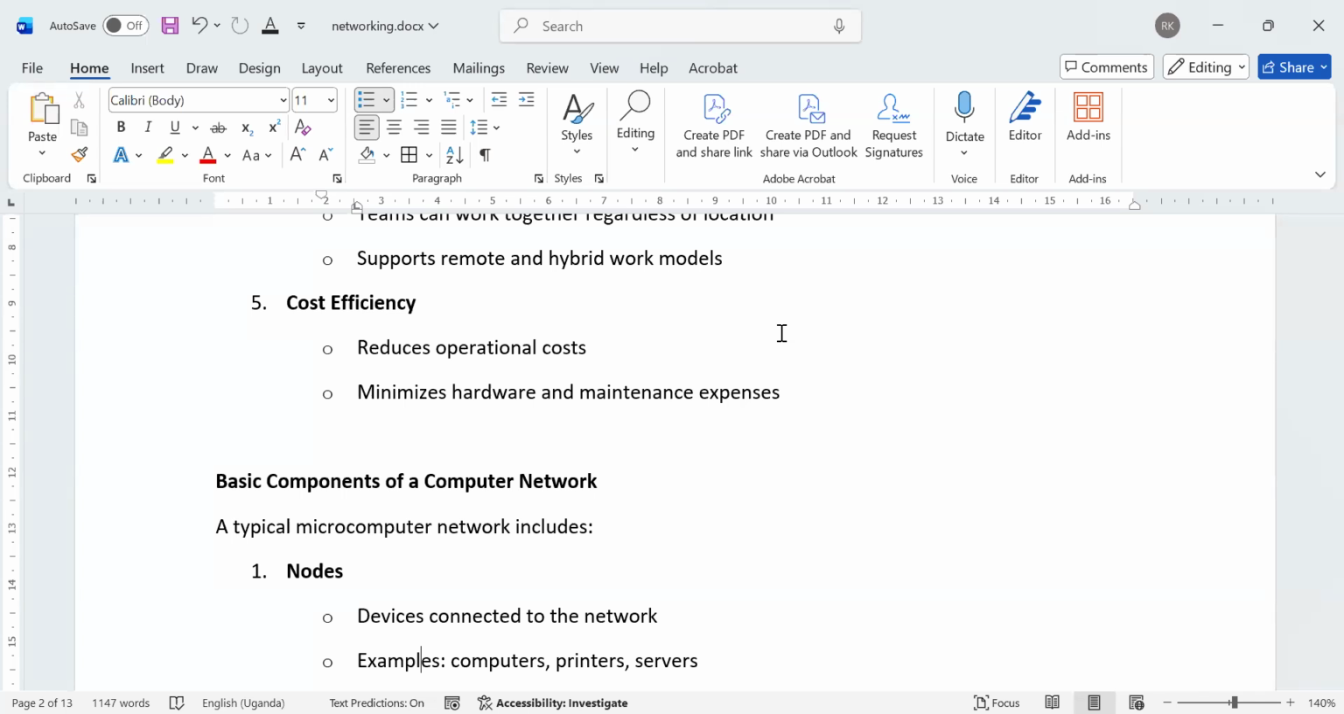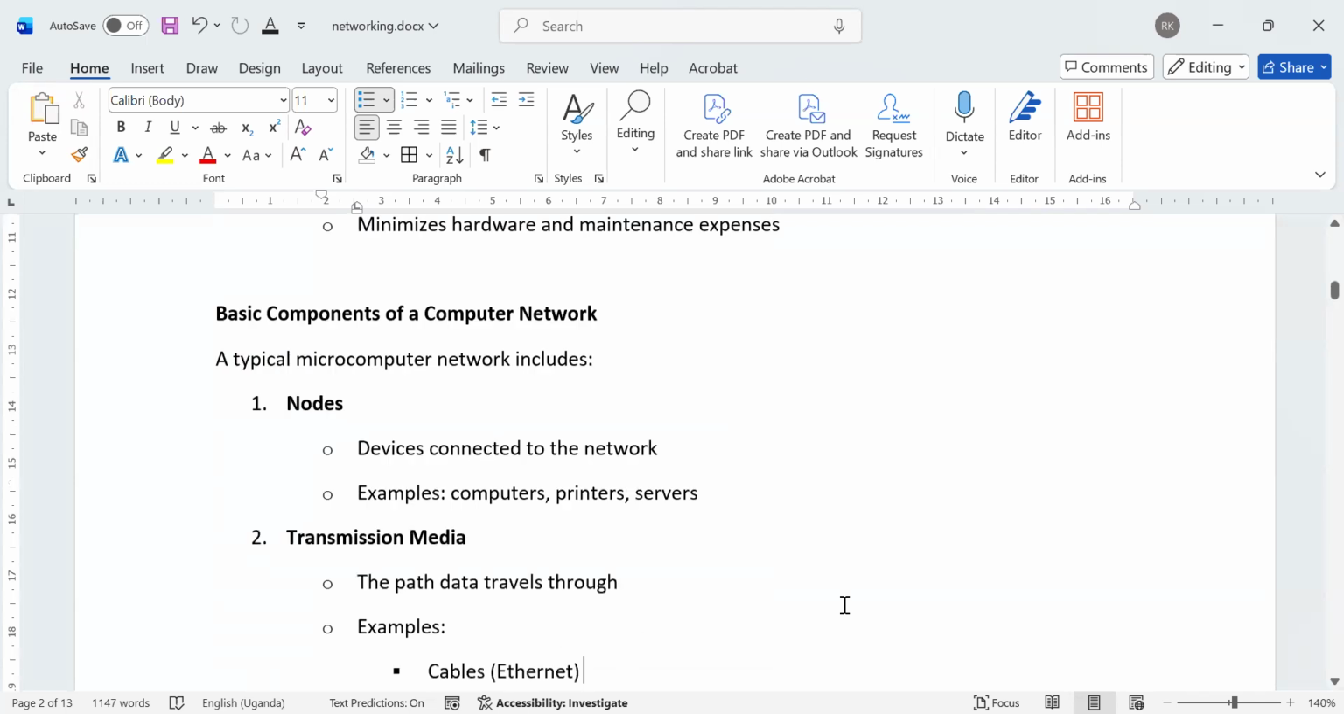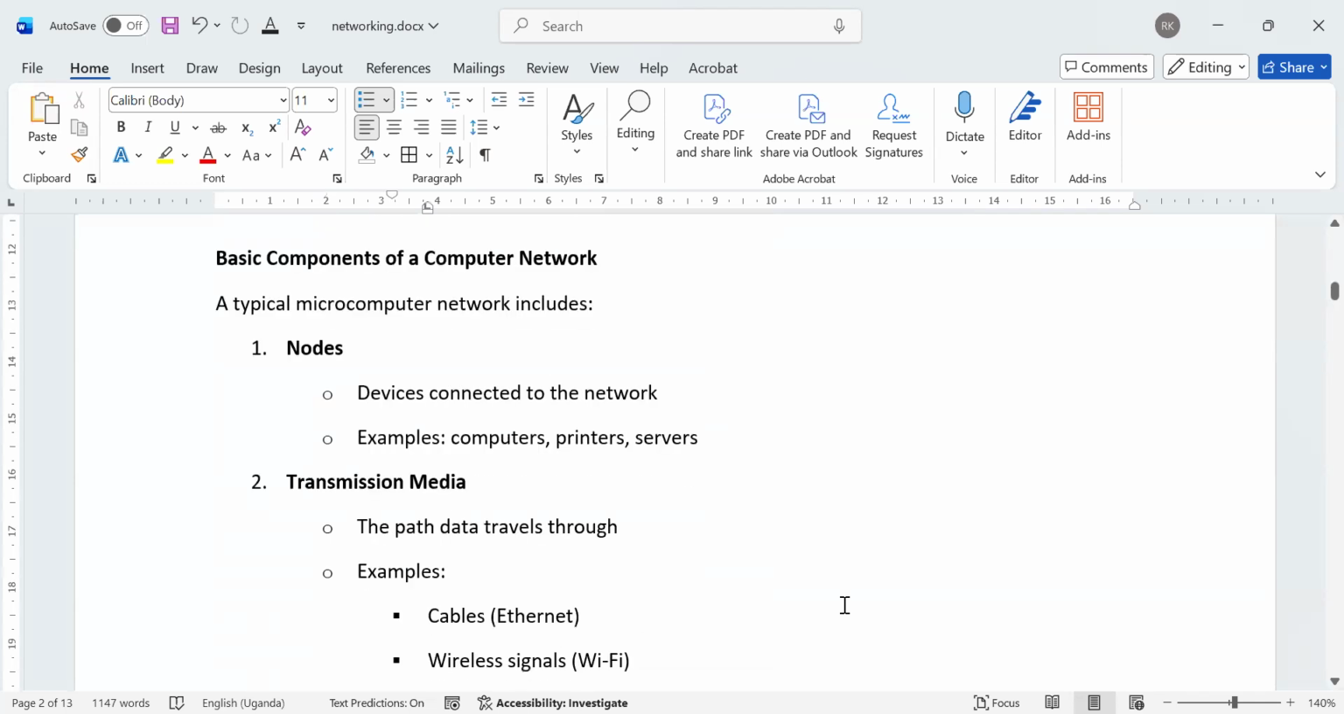So, basic components of a computer network. A typical microcomputer network has the following. What we call a network, it has the following. One, it has nodes. Now, the term nodes replaces computers. Originally, when we were defining a computer network, we used to say a computer network is two or more computers connected together to share resources.